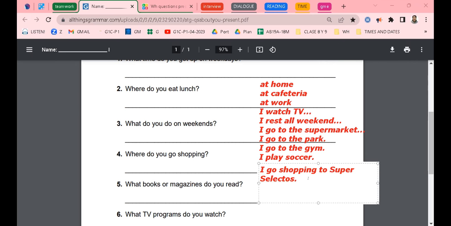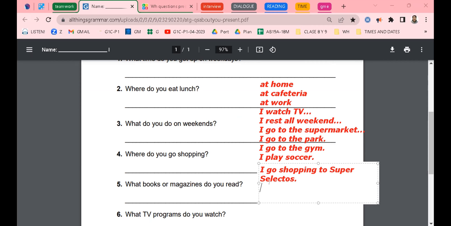Johnny, where do you go shopping? Any idea? So you can mention any place. I go shopping to Despensa de Don Juan. Okay, Despensa de Don Juan. Edgar? So we can meet any day. Okay, ya sé dónde lo voy a encontrar si lo veo alguna vez. Super Selectos. Despensa de Don Juan.